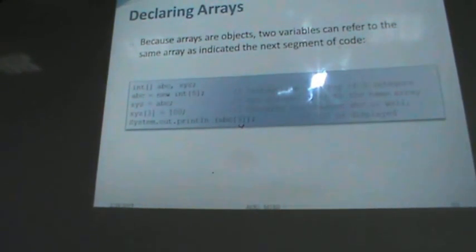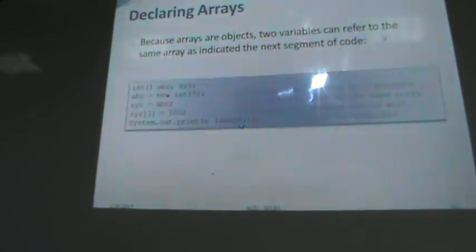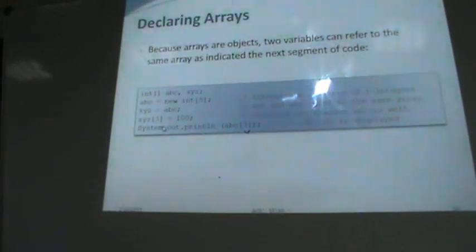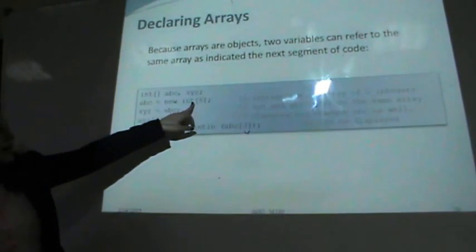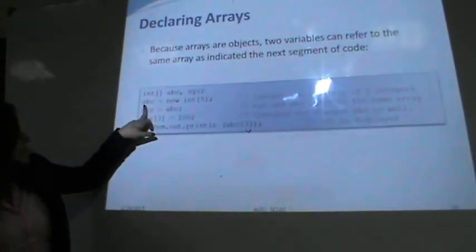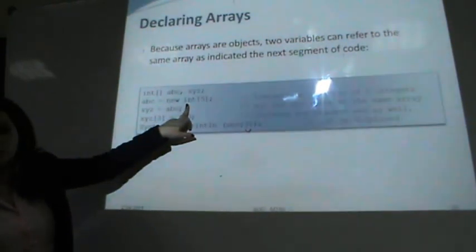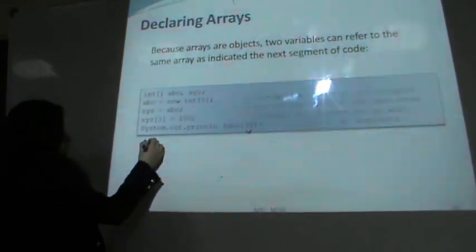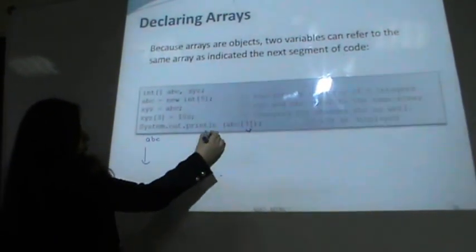Because arrays are objects, we are creating an object of an array. Two variables can refer to the same array, as indicated in the next segment of code. Let's see this code. Here we declare how many arrays? Two arrays. ABC equals what? New int of 5.